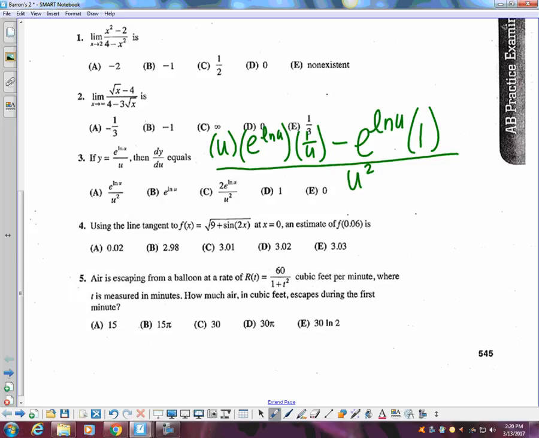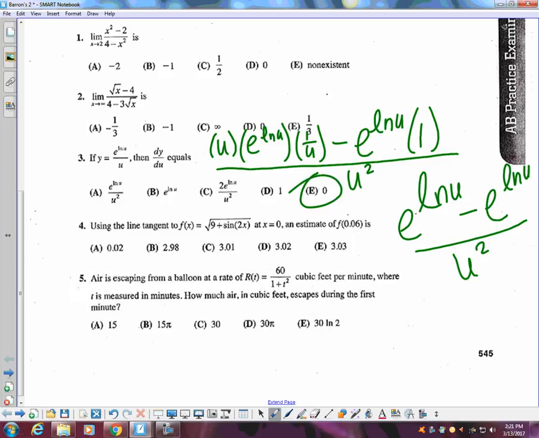Okay, clean up that first little island. The u and the 1 over u are going to cancel, so e ln of u minus e ln of u over u squared. What happens to the top? You get a 0. And that's okay, right? 0 on the bottom is not okay. 0 on the top is okay. 0 can happen, just not on the bottom.